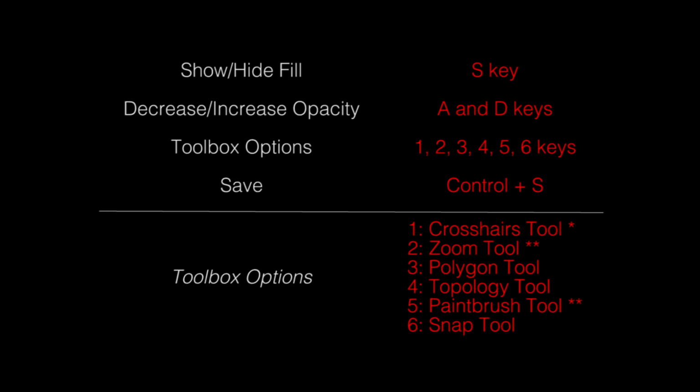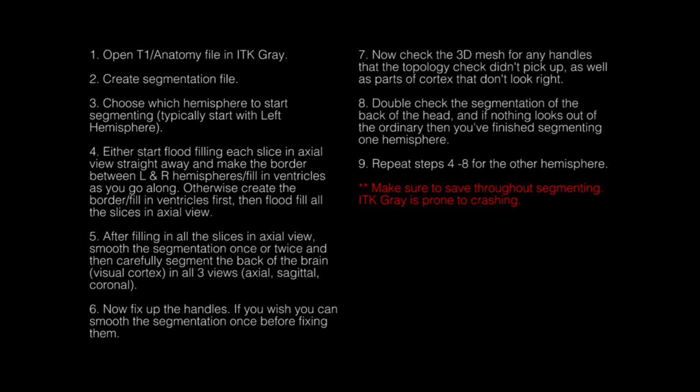So as I said earlier, we'll only be using the zoom tool as well as the paintbrush tool. We'll also be using the crosshairs tool seldom, but not really. So just focus on the zoom tool and the paintbrush tool for this tutorial. So before we get started, I've listed all the steps needed to segment a brain using ITK Gray. I won't go through each step just this minute, but I will list them at the end of the video, but feel free to pause here if you want to read them all now.